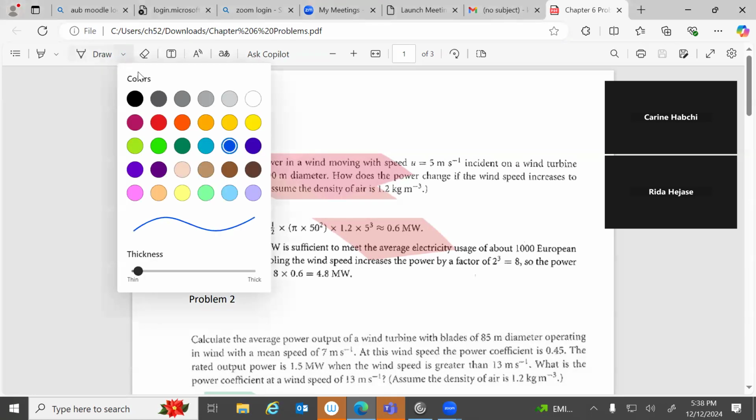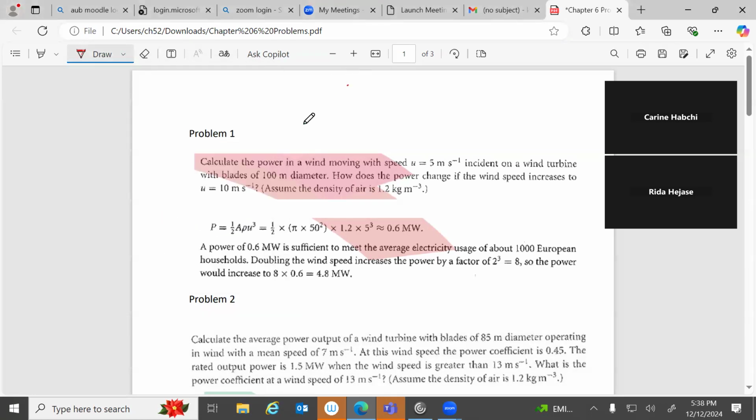So first, we should know what are the different parameters affecting the power. We know that if we have a certain cross-section of the wind turbine, and this cross-sectional area is exposed to the wind in a perpendicular direction with a velocity u, the power that can be extracted is equal to half times A times rho times u to the power 3.